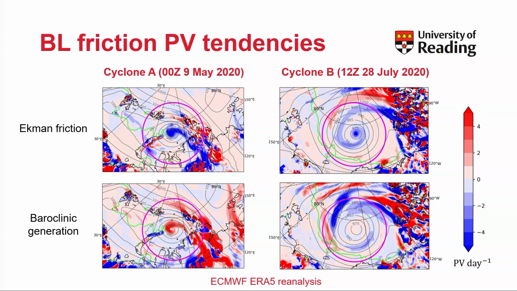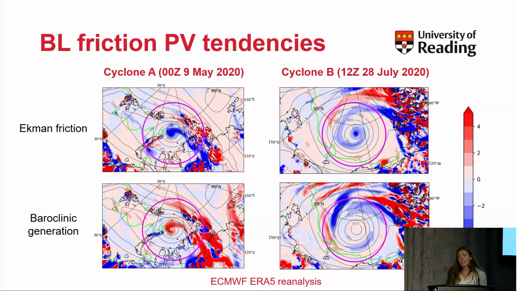But the baroclinic generation term differs for the two cyclones. So for cyclone A, this is positive along the warm front and then wrapping around the cyclone center. And this looked like sort of the mid-latitude cyclone composite that I showed previously. However, for cyclone B, this term is negative. It's looking quite different to cyclone A. So these are instantaneous PV tendencies at around the time of maximum intensity.